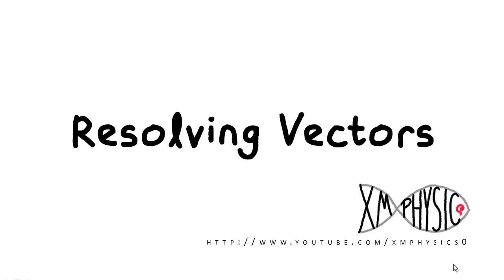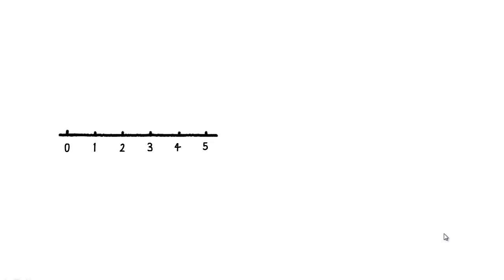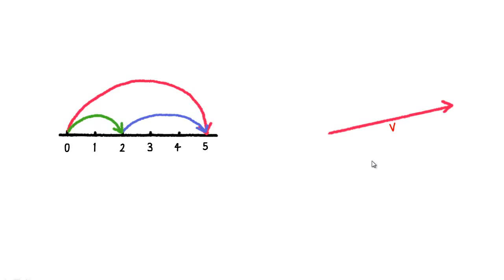Hello, in this video I'm going to talk about resolving vectors. Actually, resolving a vector is just a bombastic way of saying that we want to split a vector into two components. In scalars, it's like saying I want to split the number 5 into 2 plus 3. So with vectors, I can say that I want to split this vector v into two components, v1 plus v2.